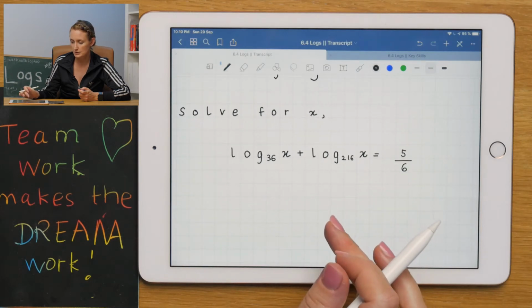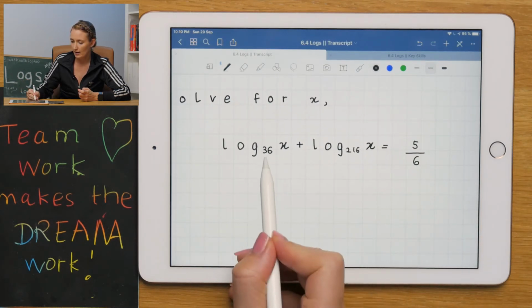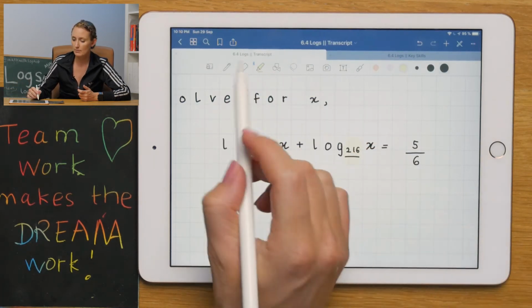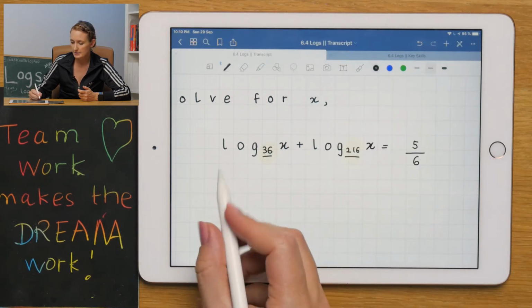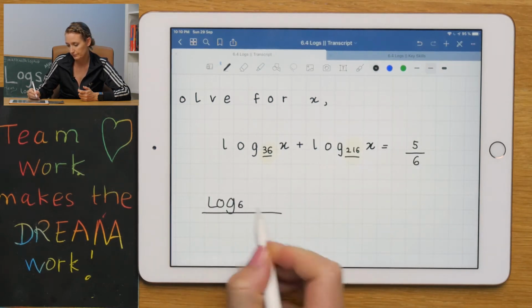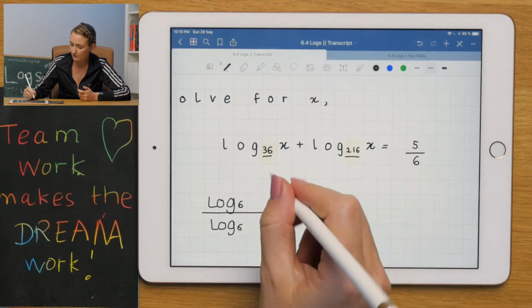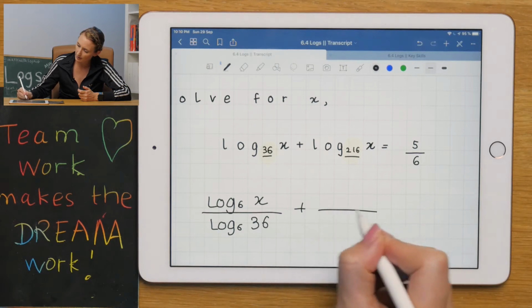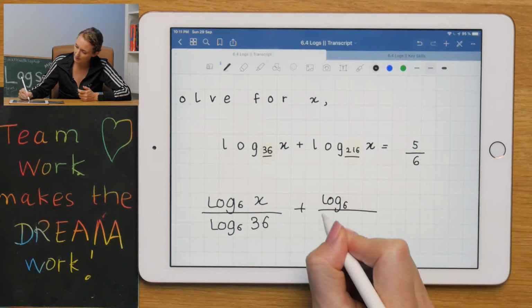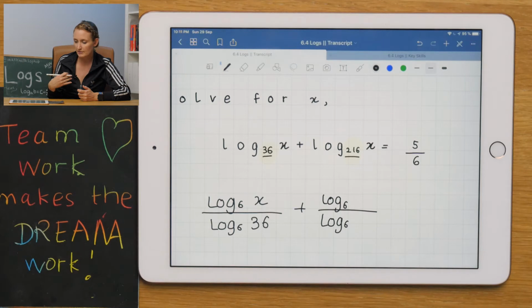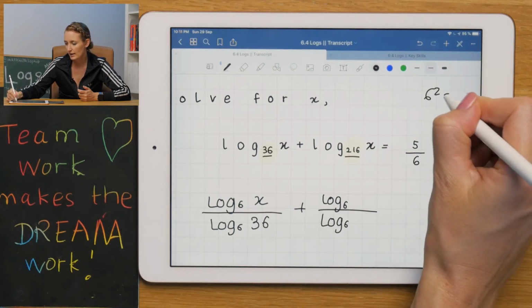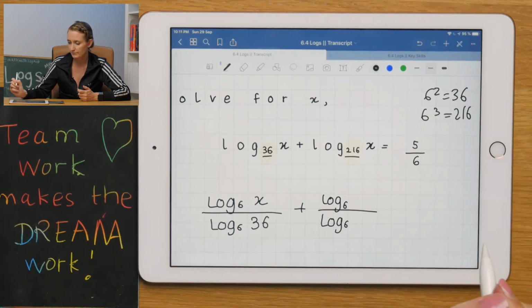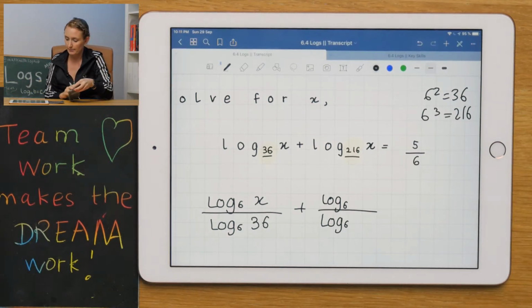Let's see how this is useful. Okay, 6 and 216. Like I said before, we want these to match. I'm going to pick 6 for both of these. So I set it up like that. Let's do the first one. The 36 will go down and the x would go up, okay? Log 6, log 6. Remember, I've picked 6 because I know that 6 squared is 36 and 6 cubed is 216. You can check it here.